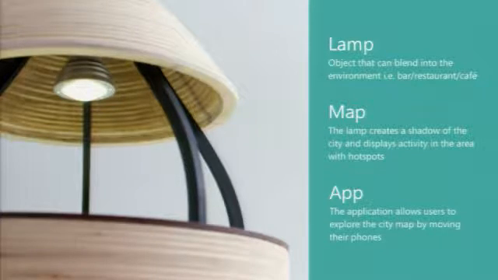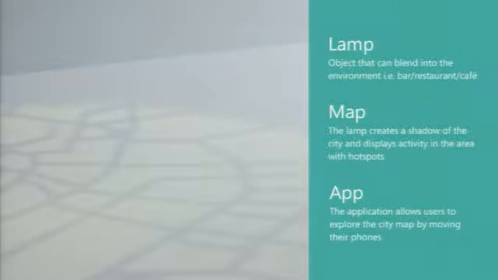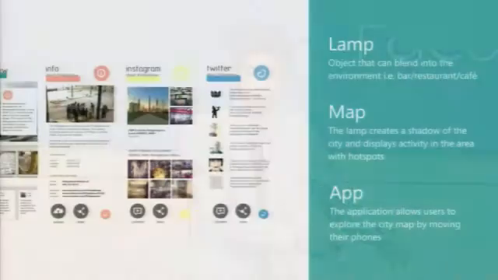So AMP consists of three main components. The first component is the lamp. It's an object that integrates and blends into the environment and is also responsible for the light effect. The second component is the map, which is the light effect and is created by a shadow of the lamp and is also showing the online activity. So it creates hotspots where people could place their phones. The third and final component is the application. So people could place their phones on the hotspots and it would represent, for instance, the things that are happening right now. And they could look up what sort of photographs are being taken there.